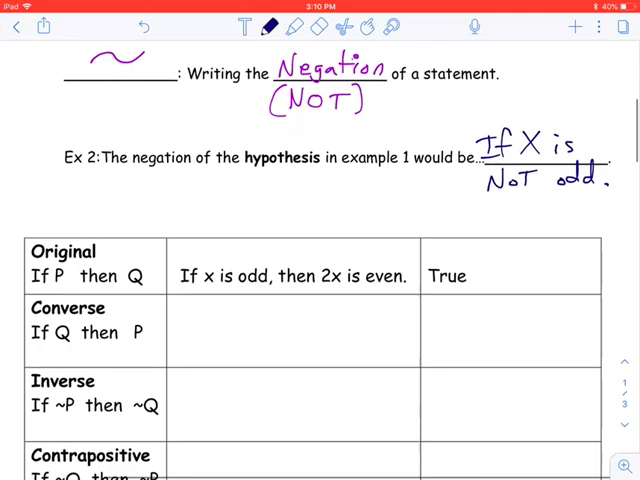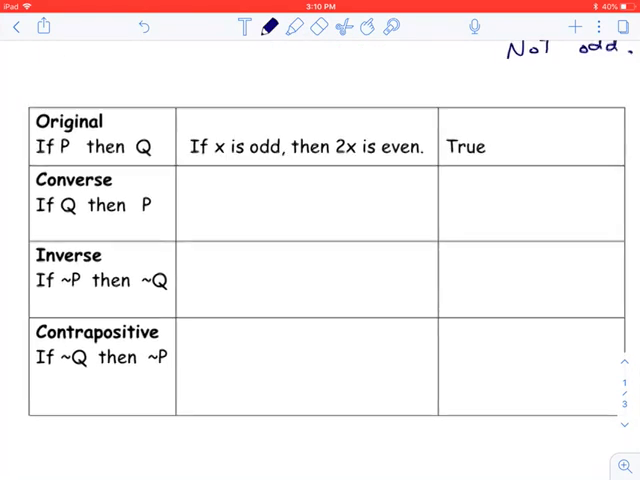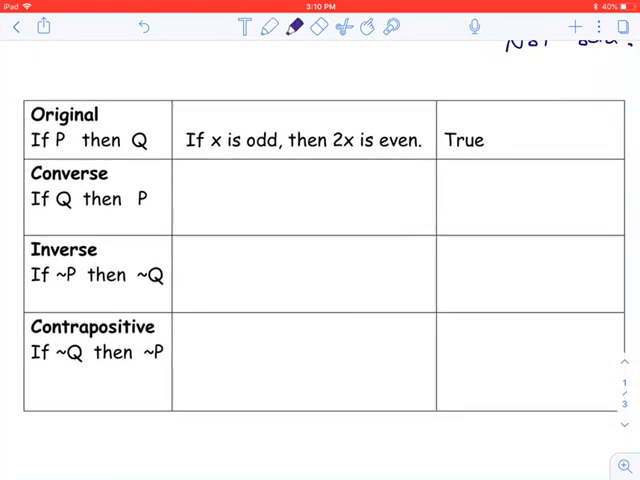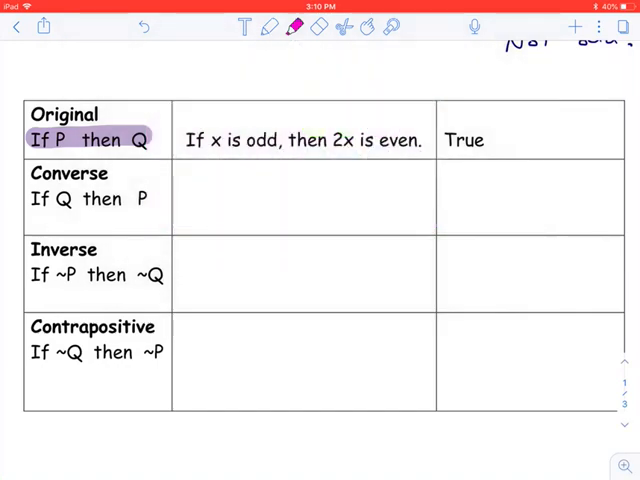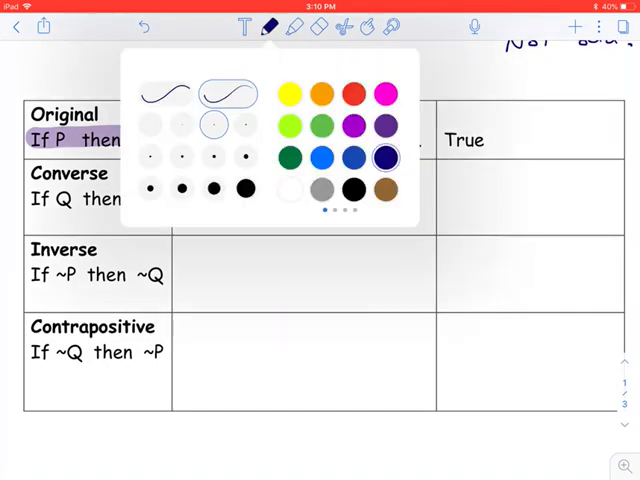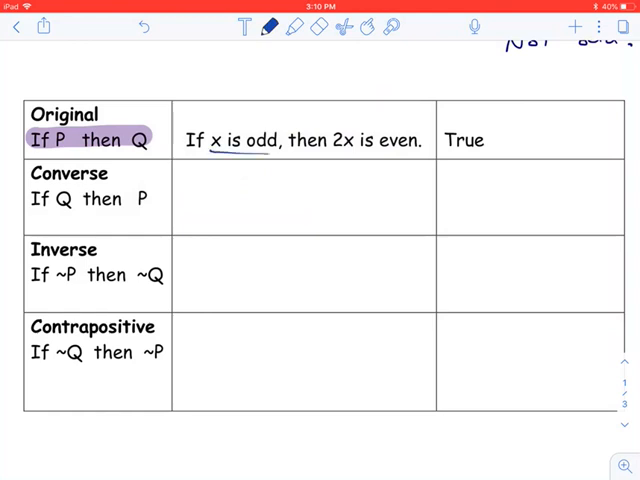Okay, so for this table here, we have 3 other forms. So this first one is just the conditional. Okay, if P, then Q. So if P, then Q. This is P, this is Q. If x is odd, then 2x is even. Well, 2 times anything is going to be even.